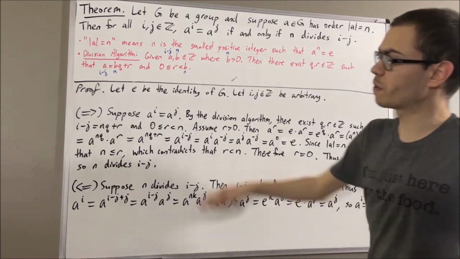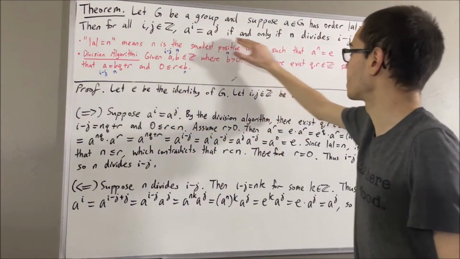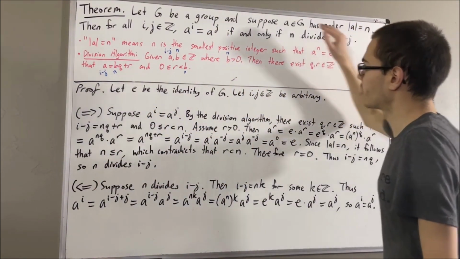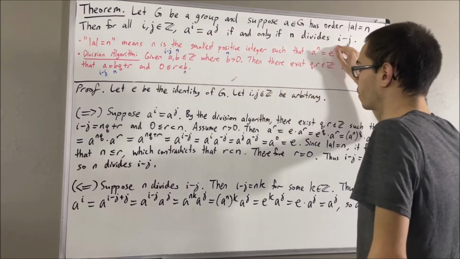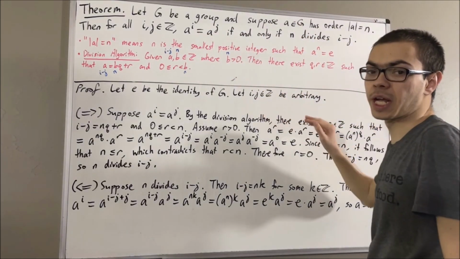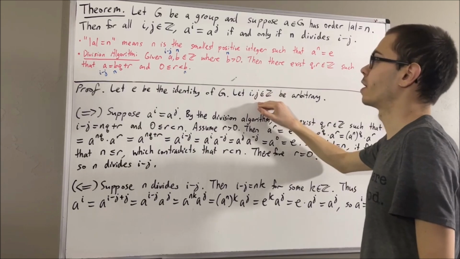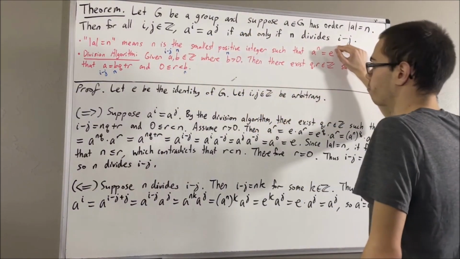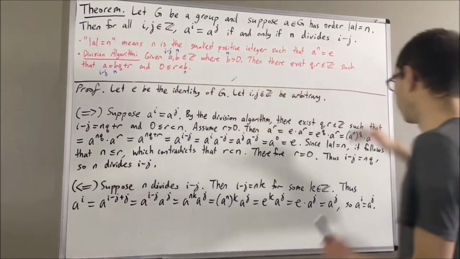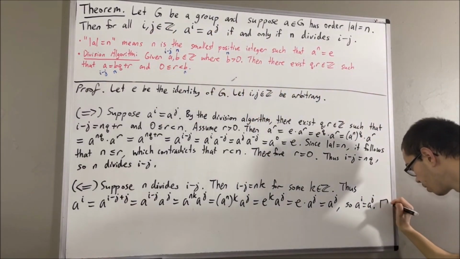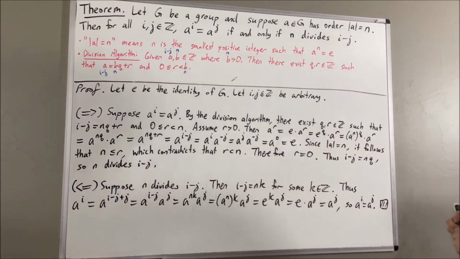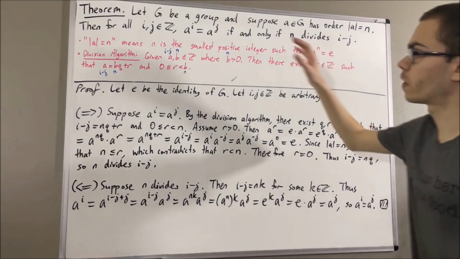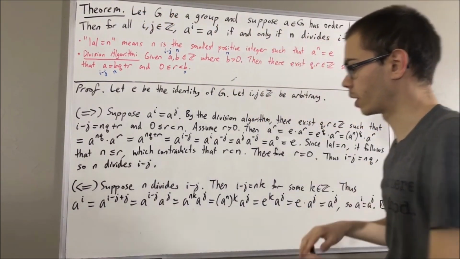And at this point, we have proven both directions of this statement. And we have proven this statement for two arbitrary integers i and j. Since i and j were arbitrary, this means we have proven for all integers i and j, this is true. And that is exactly what we wanted to prove. So this completes the proof. Now, a corollary of this theorem is the following.